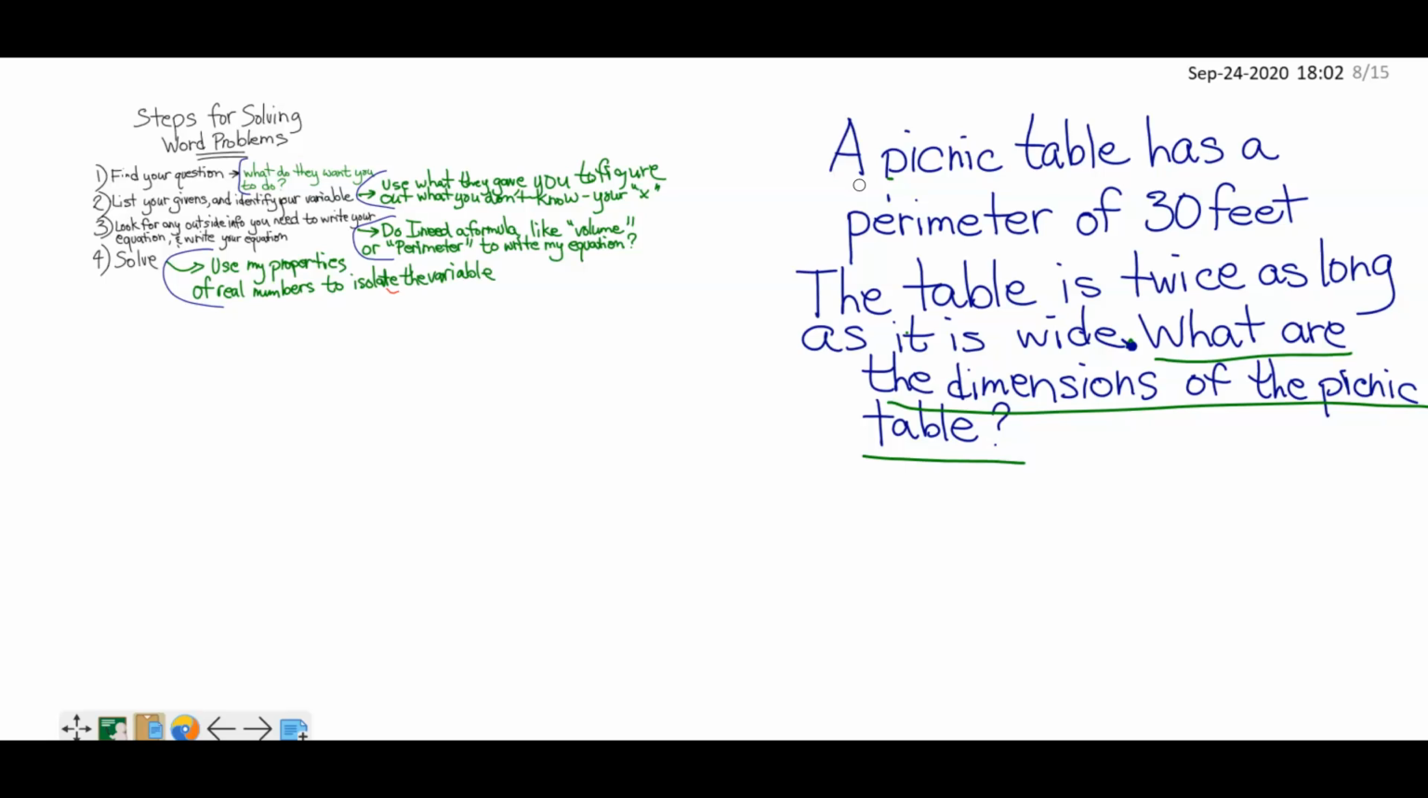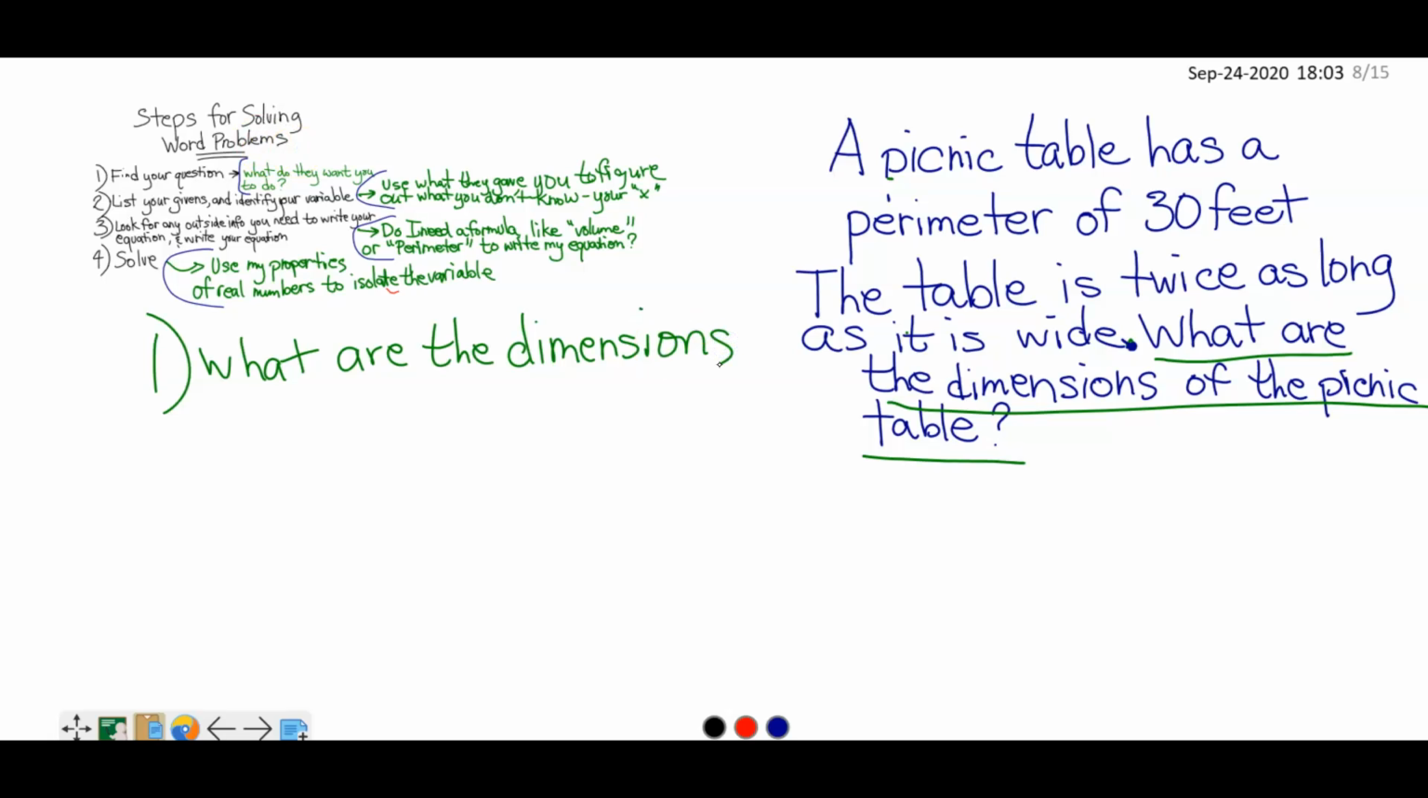So here we have our problem. A picnic table has a perimeter of 30 feet. The table is twice as long as it is wide. What are the dimensions of the picnic table? Well, you can see that I've already answered step 1. I've already answered what are the dimensions. That is what they want us to find out.